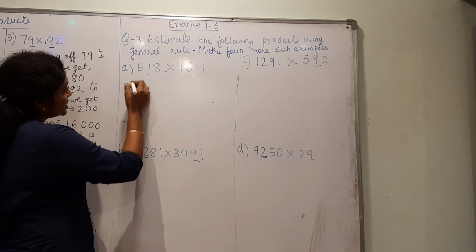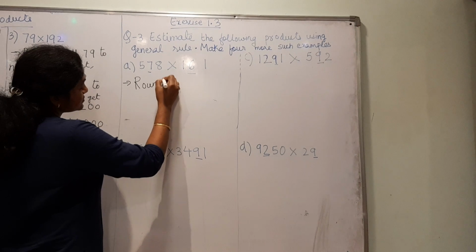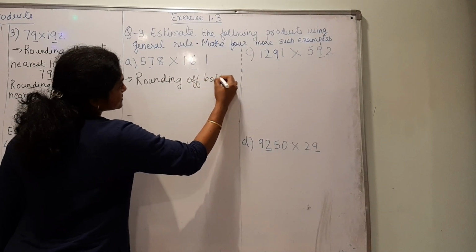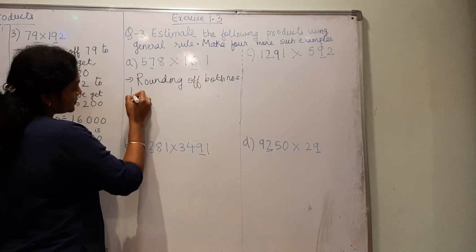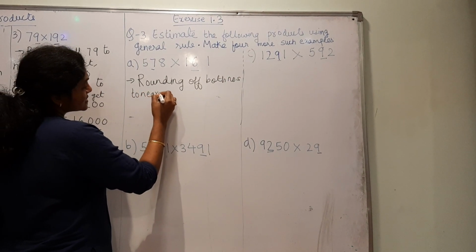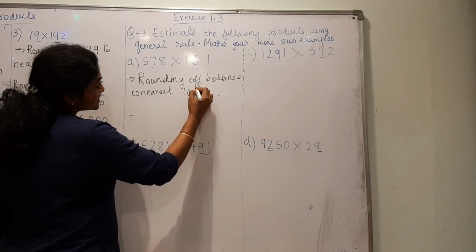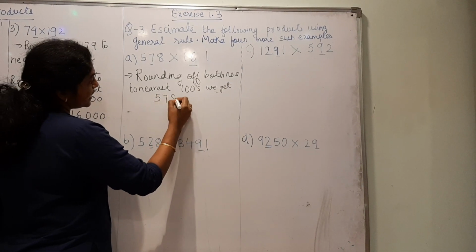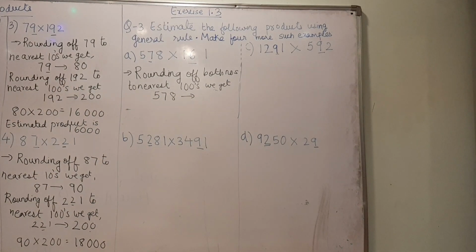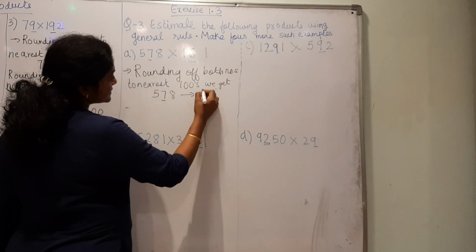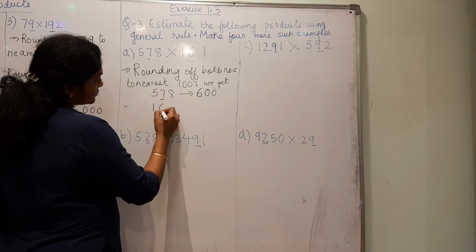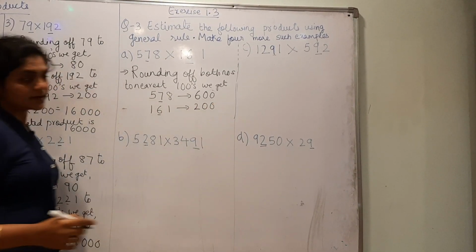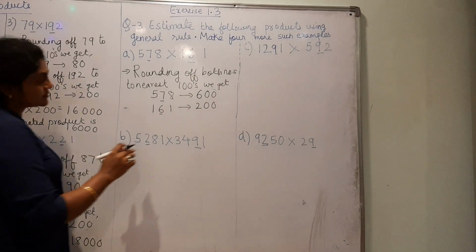So both the numbers you can round off to the nearest hundreds. So write down: rounding off both numbers to the nearest hundreds, we get 578. Hundreds means look at the tens place. This is 600. 161 means 200. Now multiply it.